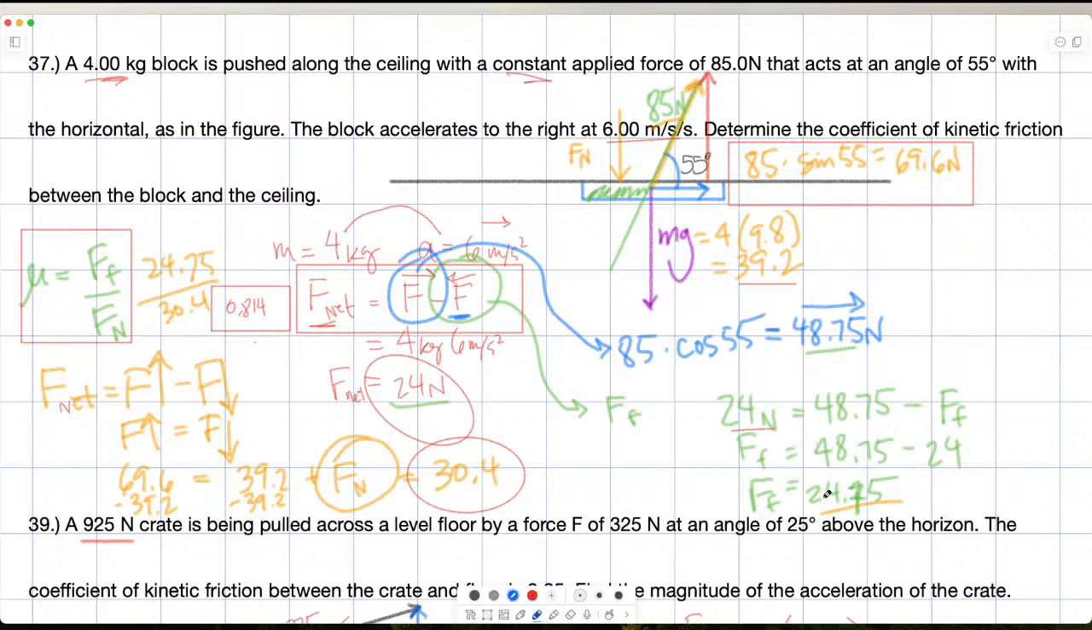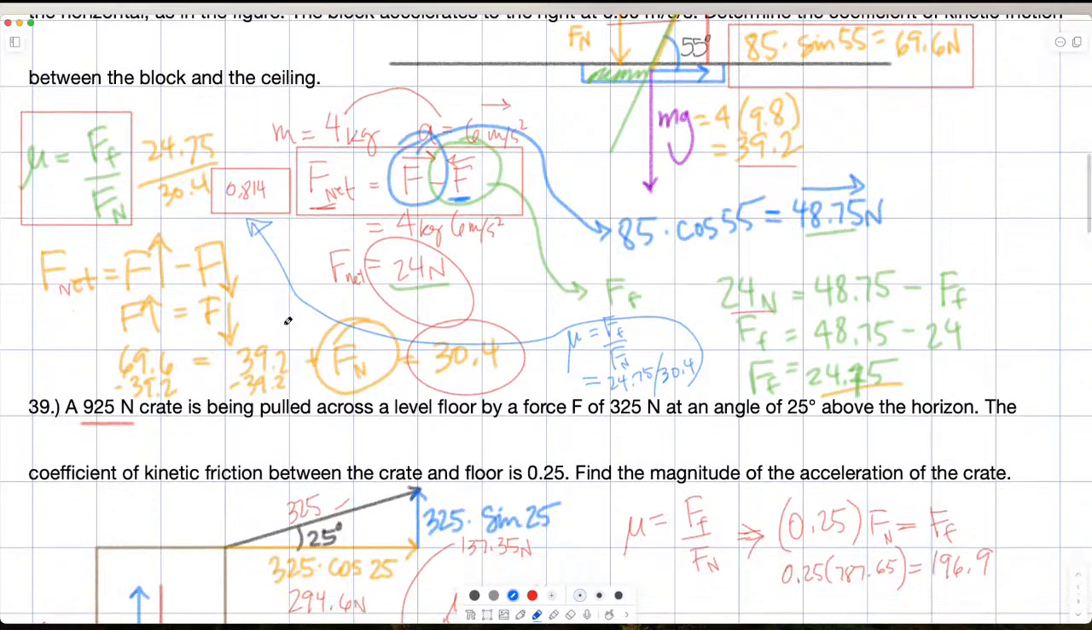So friction force over normal force. So mu equals friction over normal, which is equal to 24.75 divided by 30.4. And if we travel way over here, we got that right here. So 24.75 divided by 30.4 is 0.814. And there are no units because both those other things were newtons and they canceled out. Okay, so there are your two coefficients of friction.